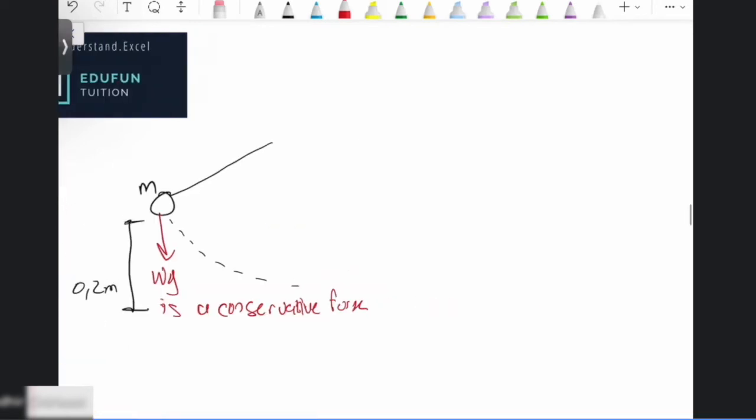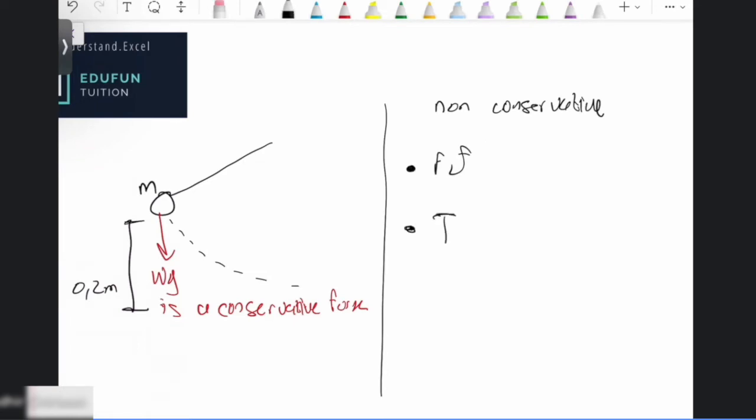Now, what makes something a non-conservative force? A non-conservative force is, for example, friction. But what we tend to also forget as a non-conservative force is tension, right? So if we take into account the tension on this rope, this tension would be our non-conservative force.